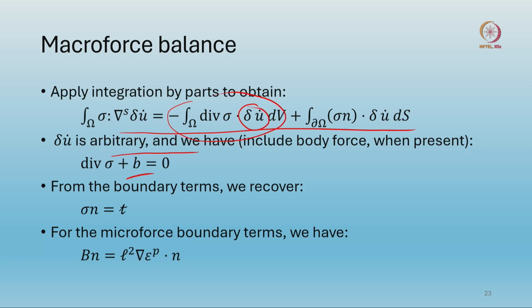From the boundary term, we extract the Neumann boundary condition. Basically this is Cauchy's hypothesis, that is sigma n, where n is the unit outward normal to the boundary, equals T. This script T is basically the applied traction on the Neumann boundary.